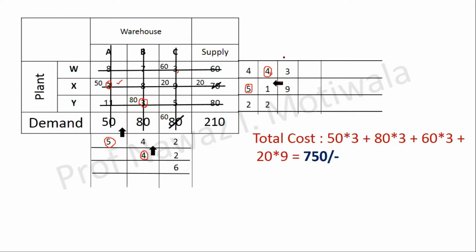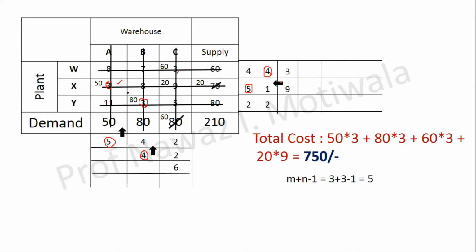So for that we have the equation m plus n minus 1. So what will I write? M plus n minus 1. There are 3 rows, 3 columns, minus 1, I will get the answer as 5. And now we have to check this with the number of allocated cells.